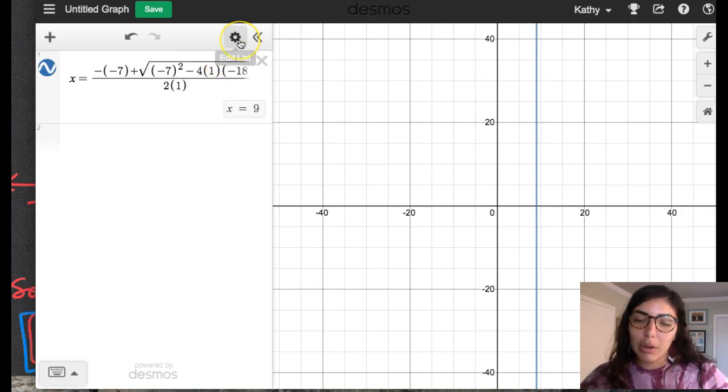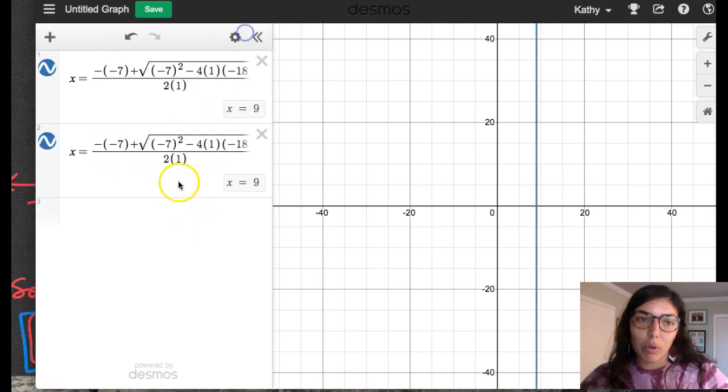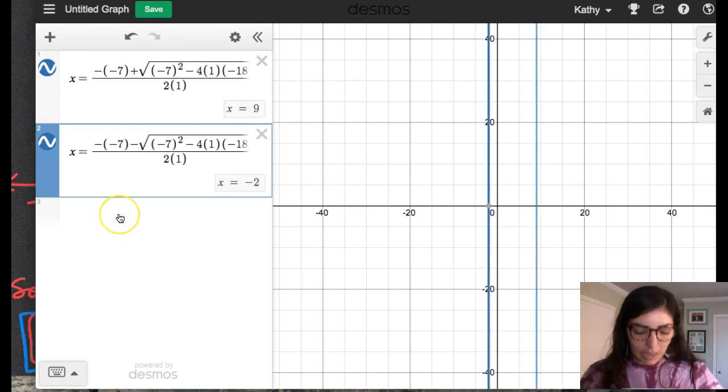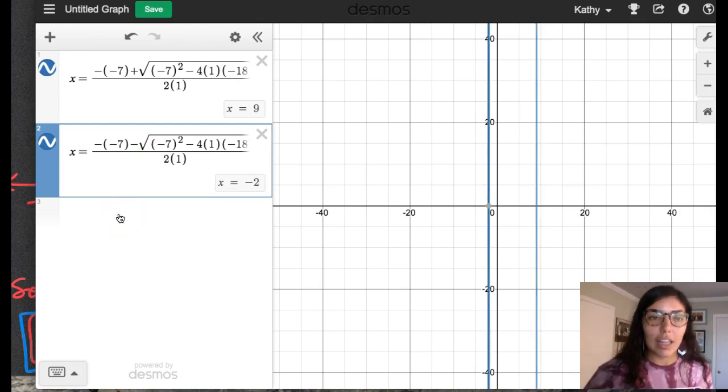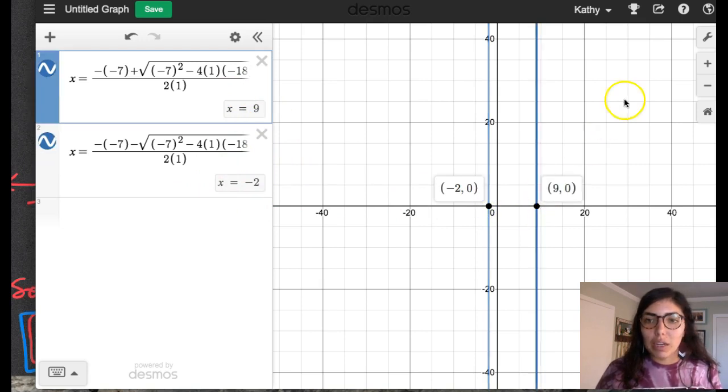So I'm going to duplicate. Let me show you how I did that. I go to the settings tab and I duplicate that equation. It's going to type it again for me. But I don't want a plus sign this time. I want a minus sign. If I change that to a minus sign, then you see that Desmos is calculating this for me, and that x is equal to 9 and x is equal to -2. It's even showing you here on the graph. -2 and 9.